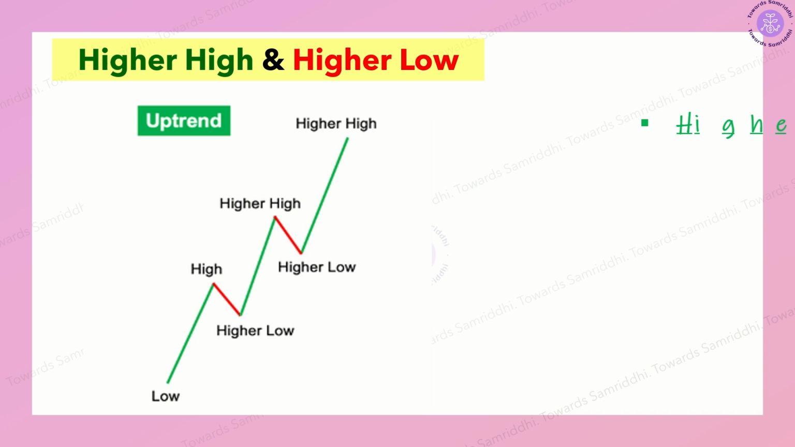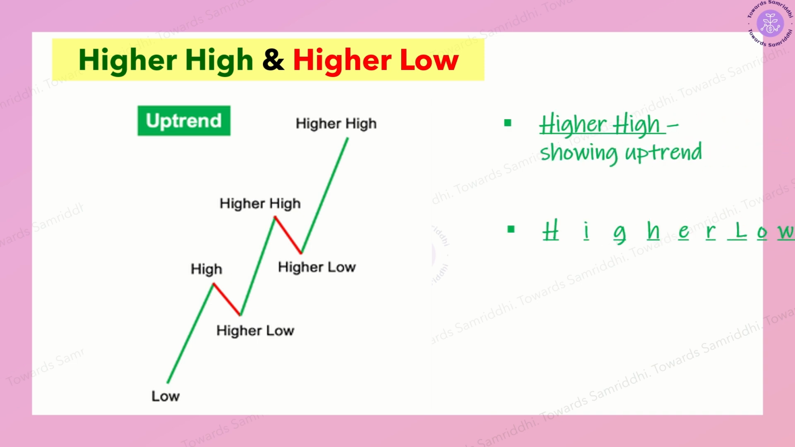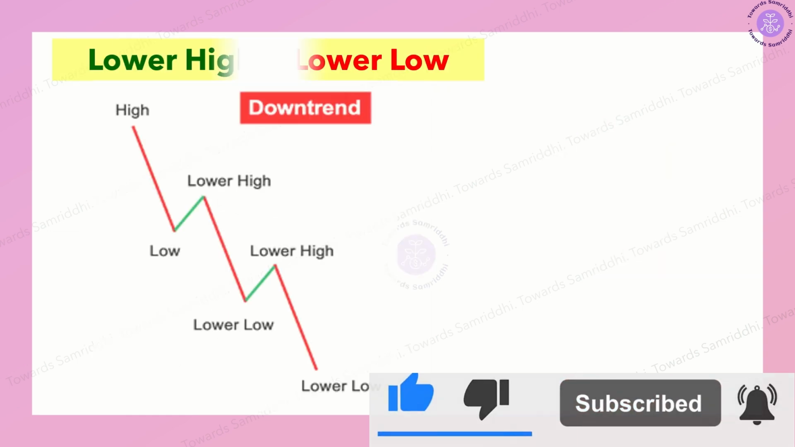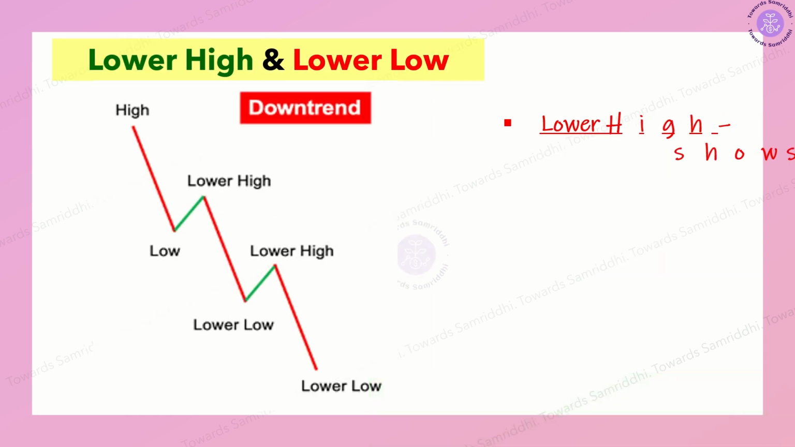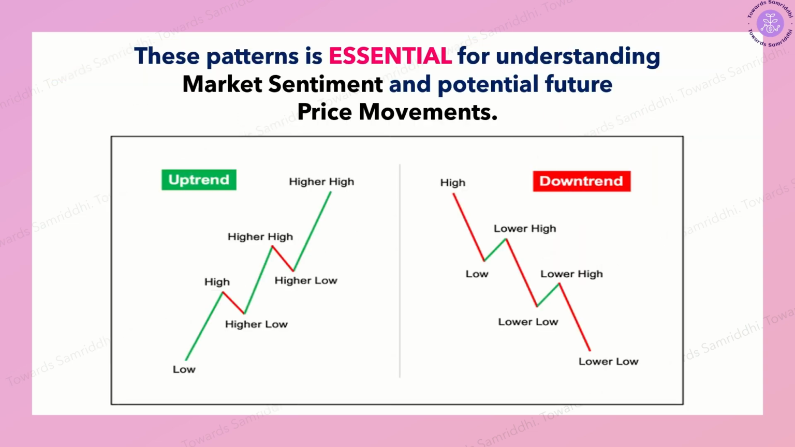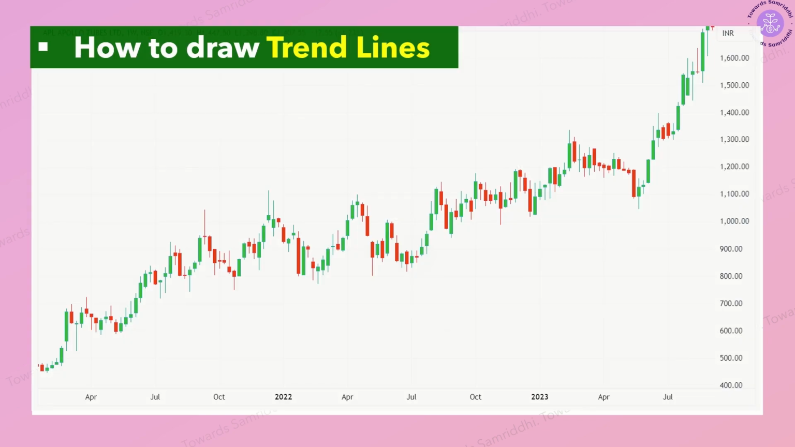Let's dive deeper. A higher high happens when the price peaks above the last high, showing an uptrend. A higher low forms when the price dips but stays above the last low, meaning selling is slowing down. On the flip side, a lower high shows a weak rise, and a lower low signals a downtrend when the price drops below the last low. Higher highs and lows signal an uptrend with rising value, while lower highs and lows indicate a downtrend and decrease in value.